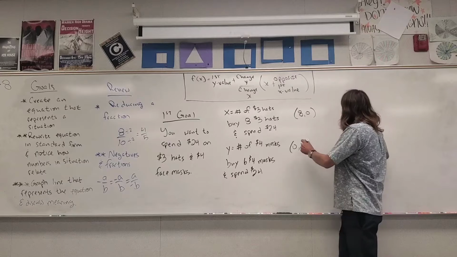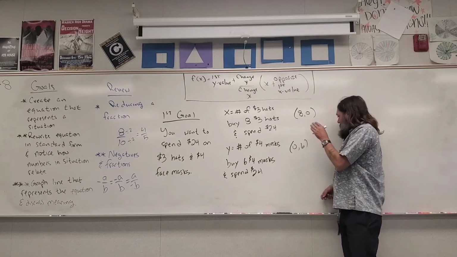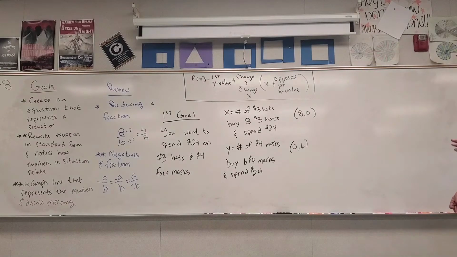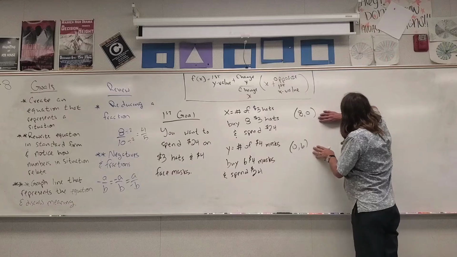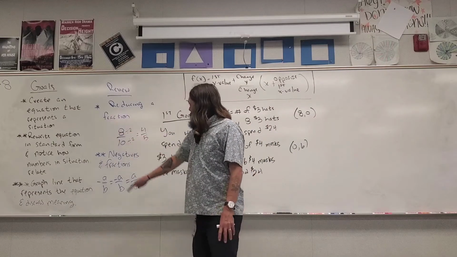These ordered pairs represent spending $24. This is spending $24 and this is spending $24. All right, I'm hoping that makes sense to you guys. Now that I have 2 ordered pairs, I can write an equation that represents the situation.